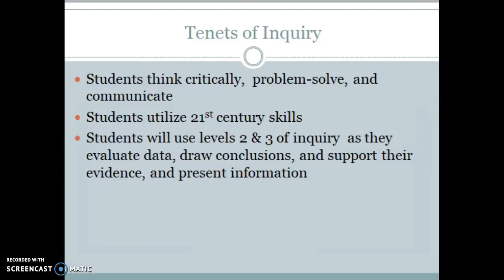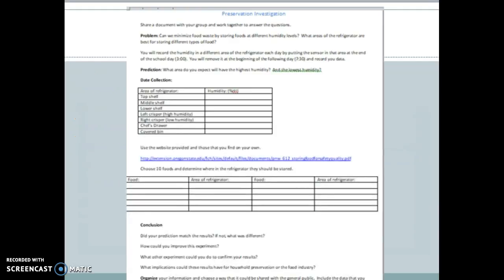Students are able to think critically, problem solve, communicate, and utilize 21st century skills, and this activity for the most part uses levels 2 and 3 of inquiry as they evaluate data, draw conclusions, and support their evidence while presenting their information. It's a little hard to see, but this is the worksheet for my activity.